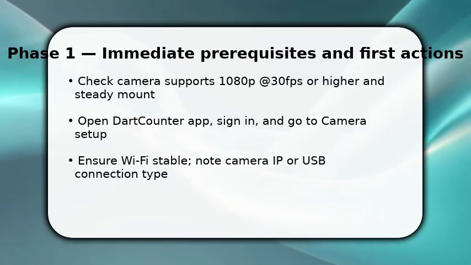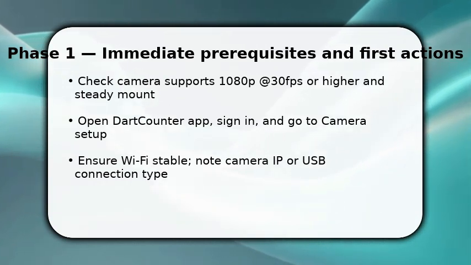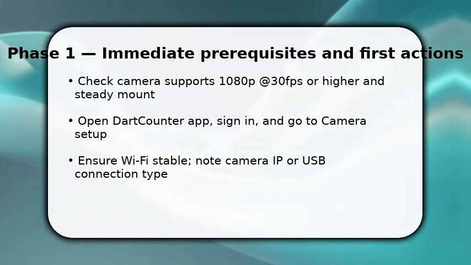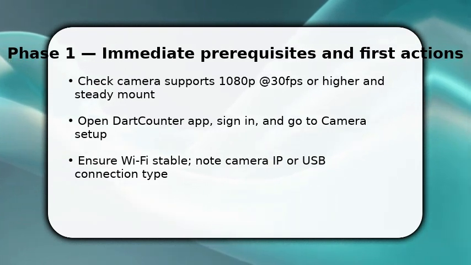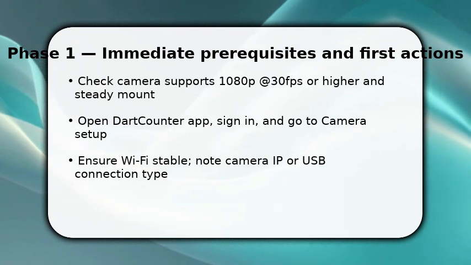You start by preparing hardware and the app. Mount the camera at board height, about 173 centimeters, and secure power. Open Dartcounter and navigate directly to camera setup. Enter the camera IP or select USB.